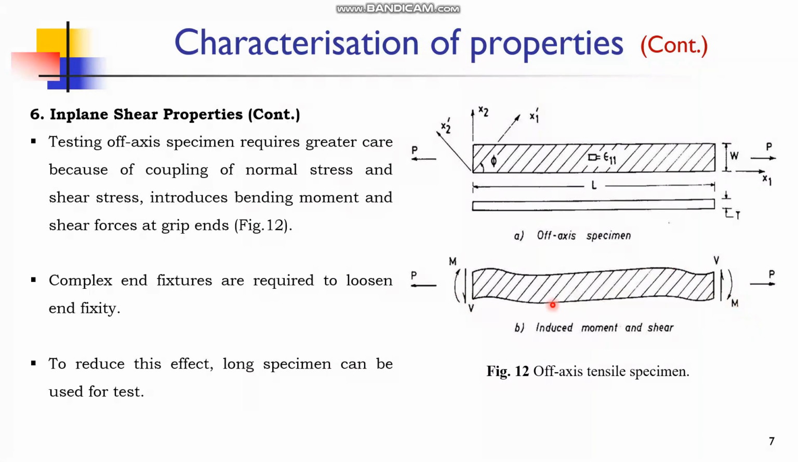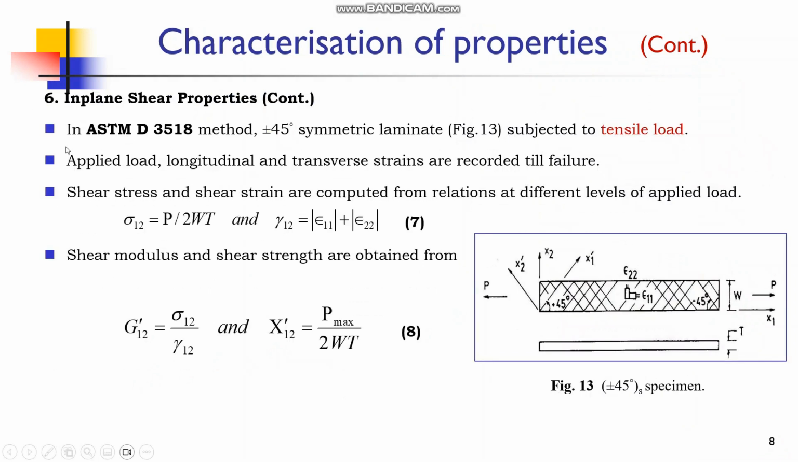Another method to determine in-plane shear property is to conduct a tensile test on a symmetric laminate with fiber or ply orientation plus minus 45 degree. This test has to be performed in accordance with ASTM D3518 standard. Applied load, longitudinal and transverse strain are recorded until the material fails.